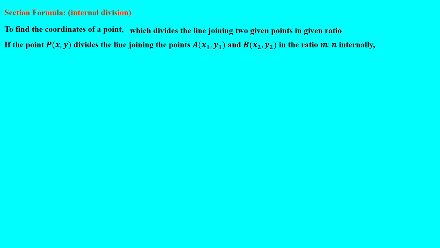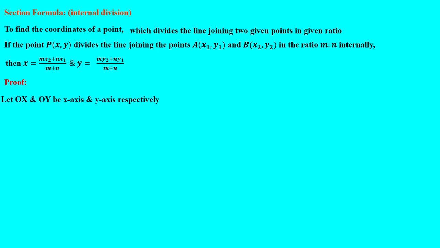So, to find the coordinate of the point which divides the line joining two given points in the given ratio. The point P(x, y) divides the line joining the points A(x1, y1) and B(x2, y2) in the ratio m is to n internally, then x is equal to (mx2 plus nx1) by (m plus n), y is equal to (my2 plus ny1) by (m plus n).